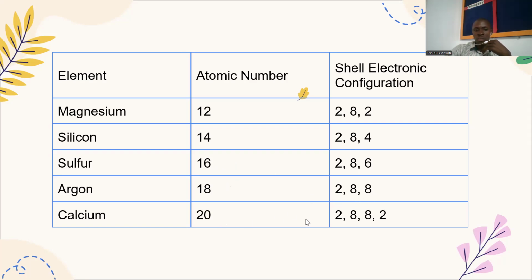Calcium has 20. First shell will take two. Second shell will take eight. That's 10. Third shell will take another eight. In all, that's 18. Remember, it has 20. And then that means to be left with two. Fourth shell will take two. The third shell cannot take more than eight for the first 20 elements.